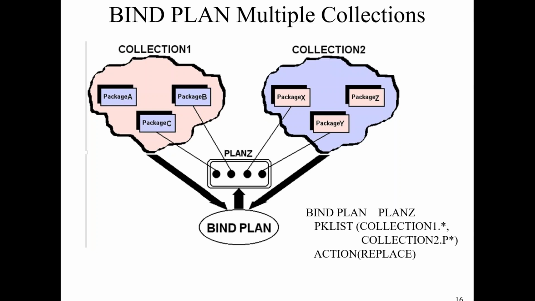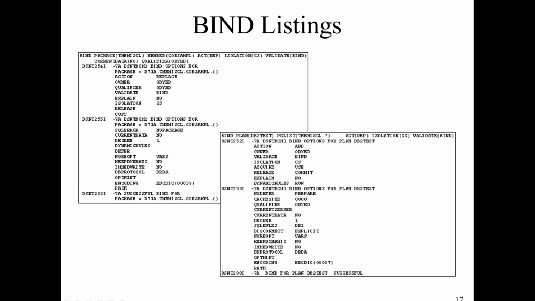Okay. So you can think of a plan as just directing traffic, right? The plan doesn't contain actual executable code anymore. It just contains lists of places to look for that actual executable code. Okay. So here I've got an example of an output of a bind package on the left. And on the right, you have the output of a bind plan that includes a package list. So this particular plan says all of the packages in a collection called Themis CL.